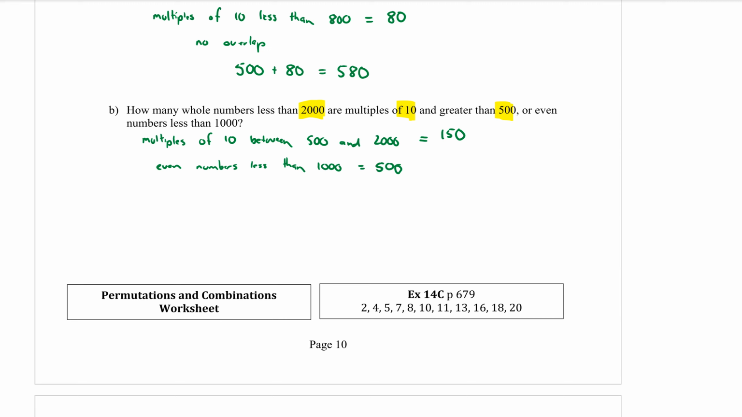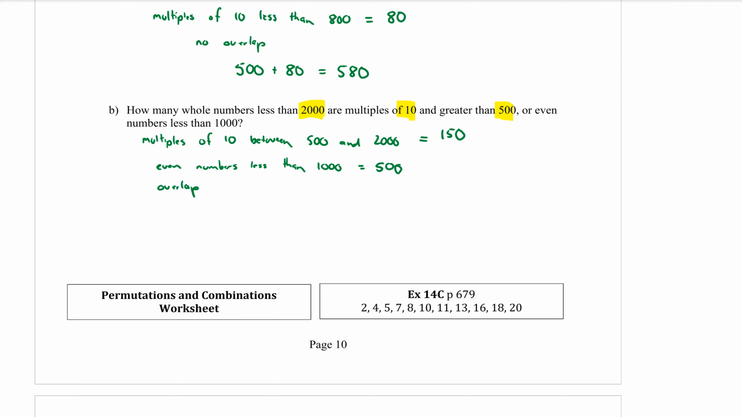Is there an overlap? Yes, there is. There is an overlap of even numbers that are multiples of 10 between 500 and 1,000, isn't there? Yeah. That's our overlapping section. And there's 50 numbers. Good job. Well done. All right. I'm writing it all down in words so you can follow it later if you need to read through it again.